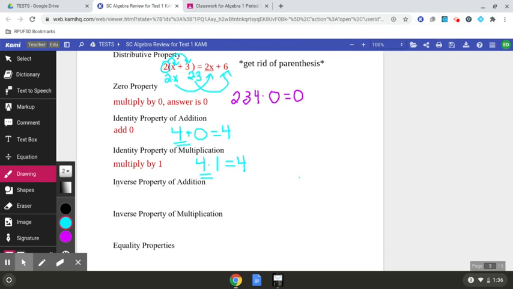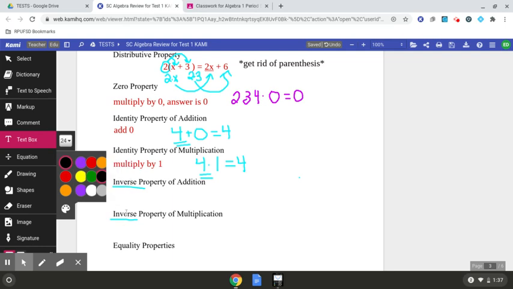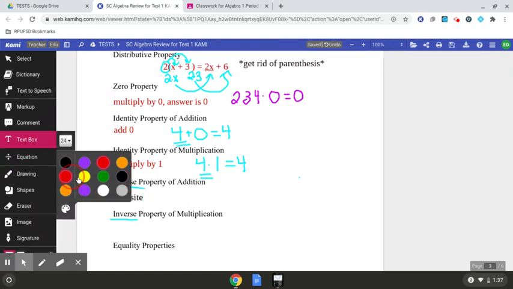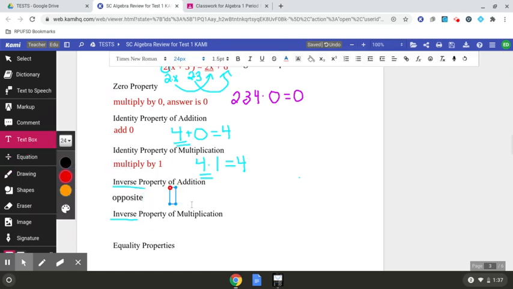Okay, so the next 2 are your inverse properties. And remember that word inverse means opposite. So when we talk about adding, it's a little bit easier to understand. So with adding, if I started with, let's just say, positive 4, its opposite would be negative 4. And when I add opposites together, I get an answer of 0.